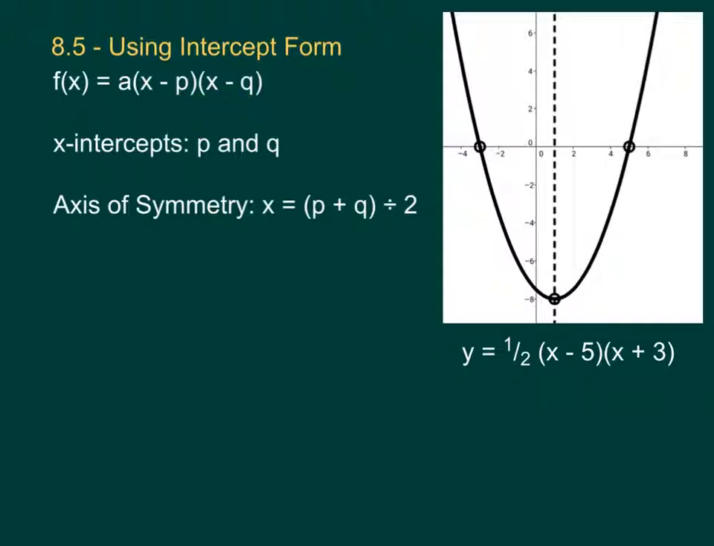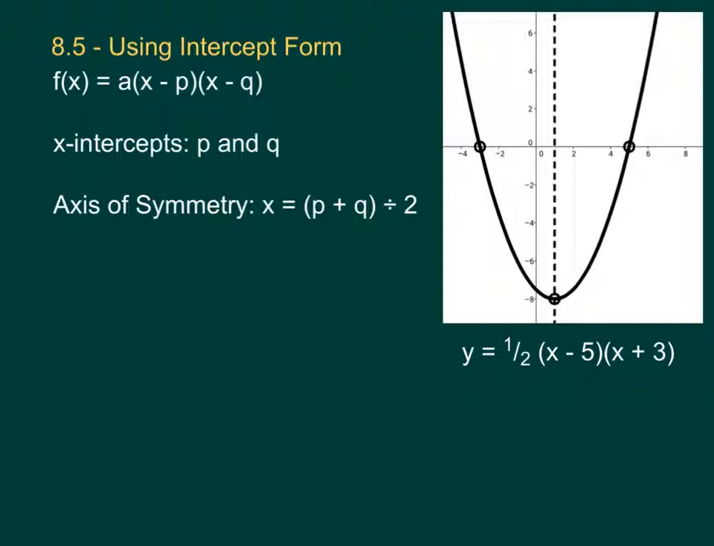What this does is it quickly gives us the two x-intercepts of a parabola. Those intercepts are p and q, the numbers that are being subtracted from x in our equation. So it's similar to vertex form, when we had x minus h. The h was the x-coordinate of our vertex. Basically, whatever number you see, you want to use the opposite of it. If it's positive, you'll use the negative. If it's negative, you'll use the positive.